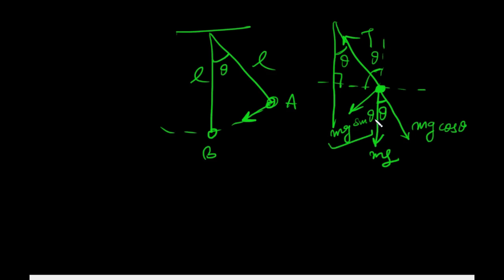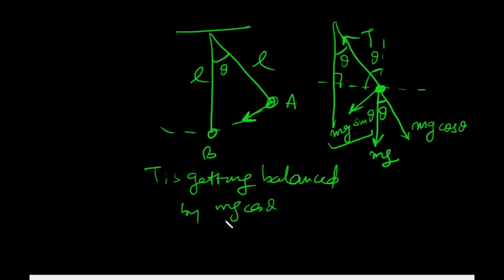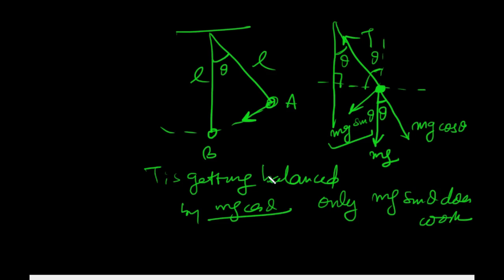So work done is only by mg sin theta, because T is getting balanced by mg cos theta. Hence no work is done by that force because it is balanced. Only mg sin theta does work. So what is the work done by mg sin theta?